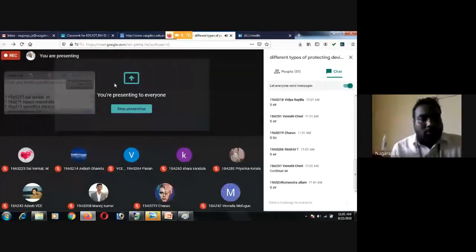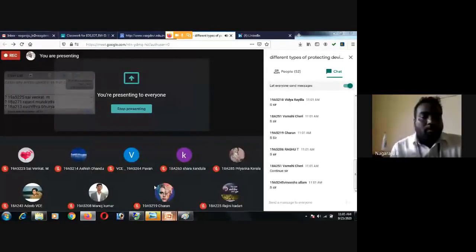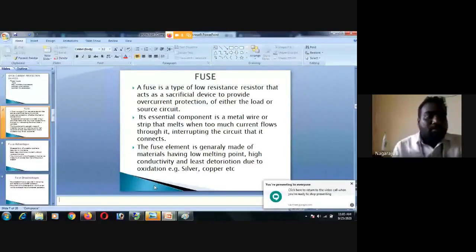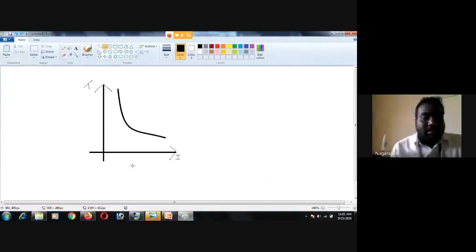Each and every device has its own rating. So a fuse also has some limit to blow within a specific period of time for a given value of fault current. Now the time current characteristics. You take time as the y-axis and current as the x-axis. This is about the characteristics.